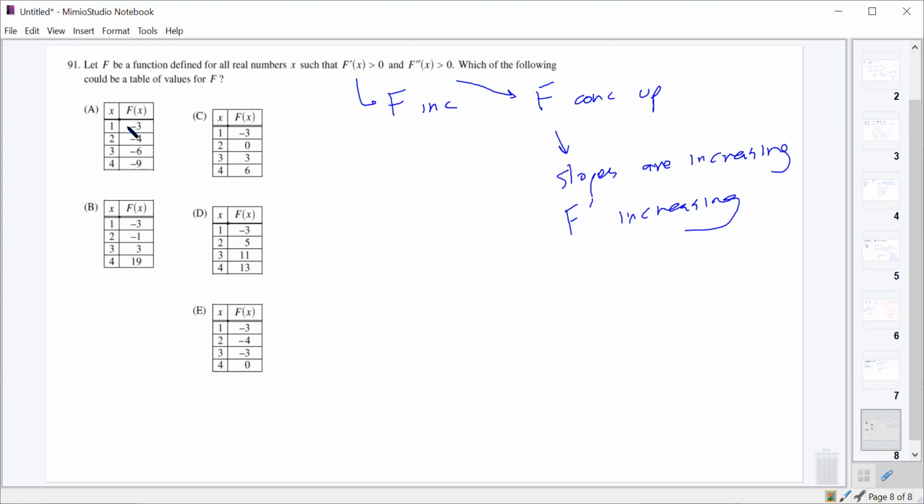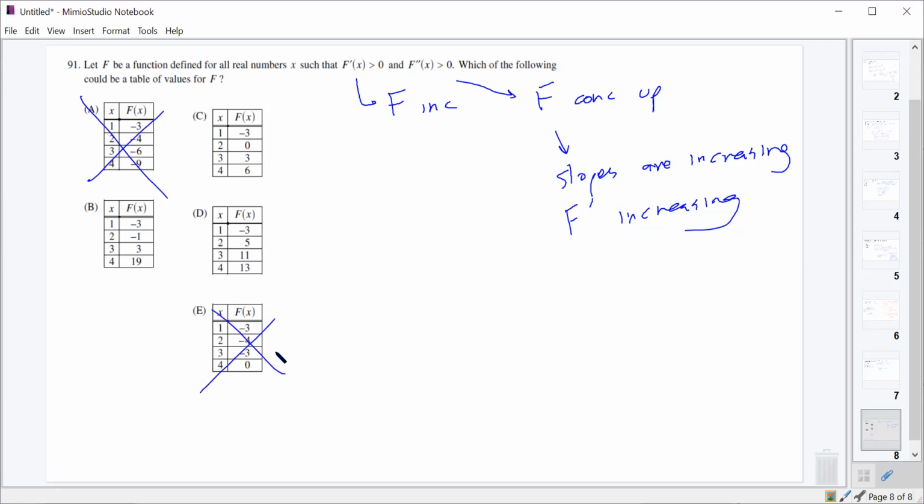All right, so then we'll look here. Choice A, if F prime is positive, F is increasing. -3, -4, -6, -9, that's decreasing. Nope. -3, 0, 3, 6. Yes, that works. -3, -1, 3, 19. That works. This one works. This one does not work. So we can immediately eliminate A and E.